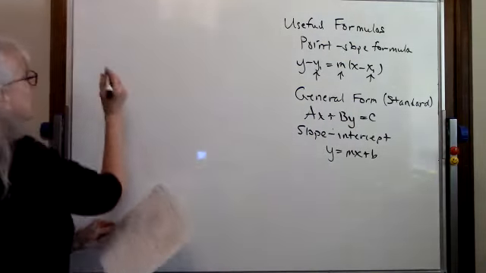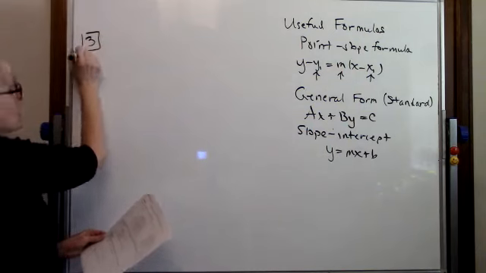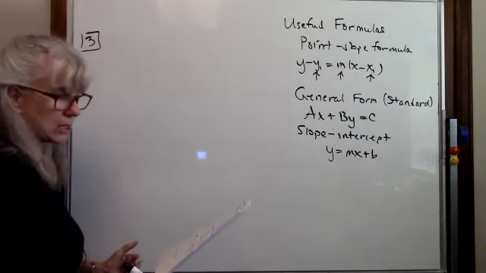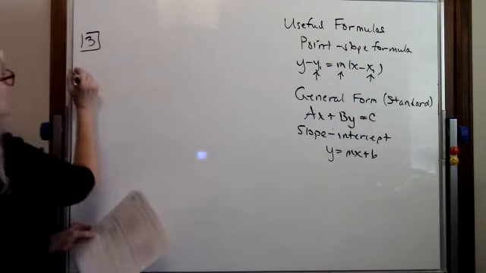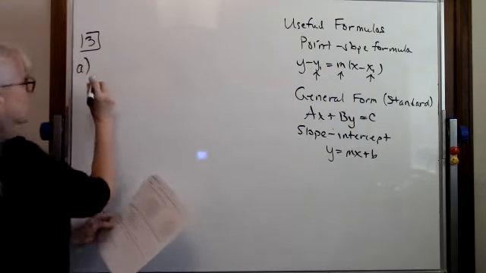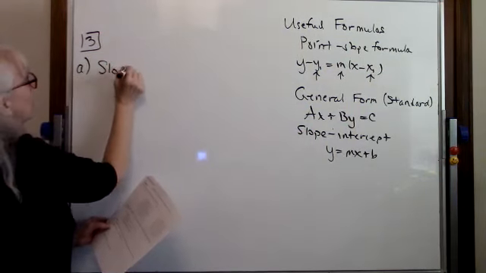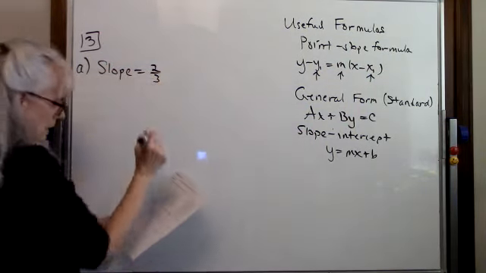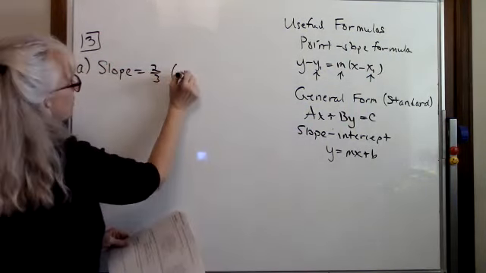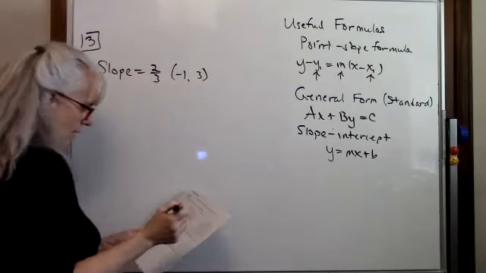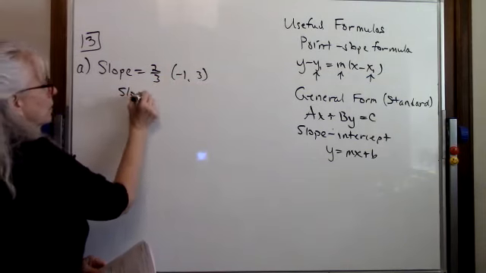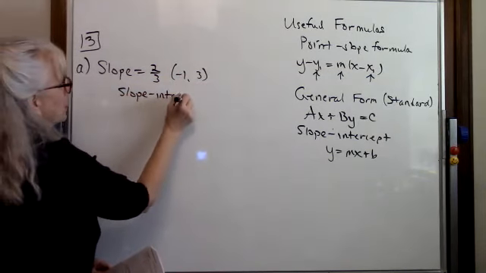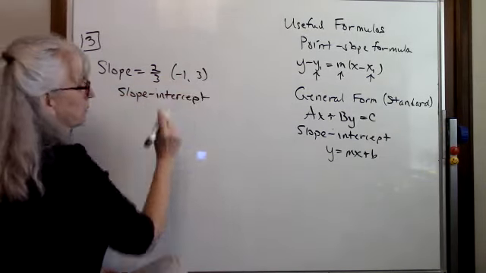So example 3 is asking us to write the equation of the line that satisfies the given conditions and express our answer in the indicated form. For part A, they tell us that the slope is equal to 2/3, and it contains the point -1, 3. And then they want it to be written in slope-intercept form. So when we're all done, we're going to write it in slope-intercept form because that's what they asked for.